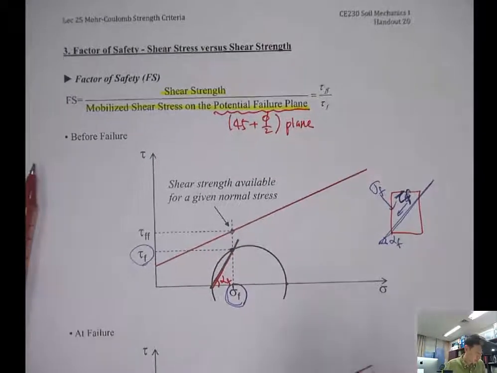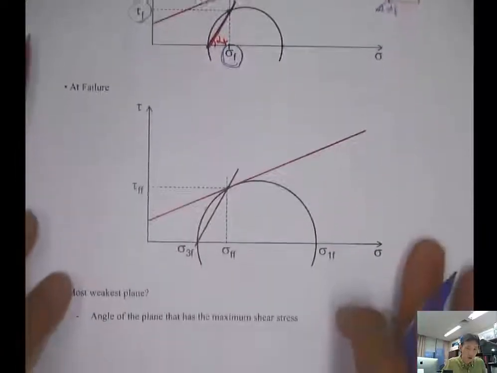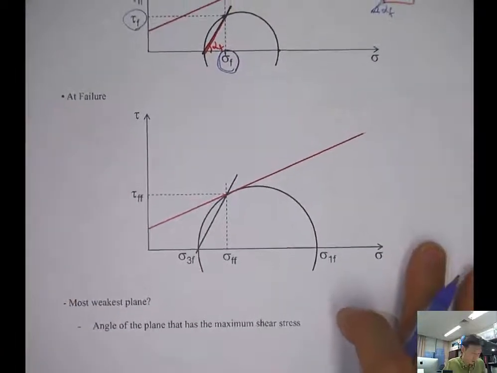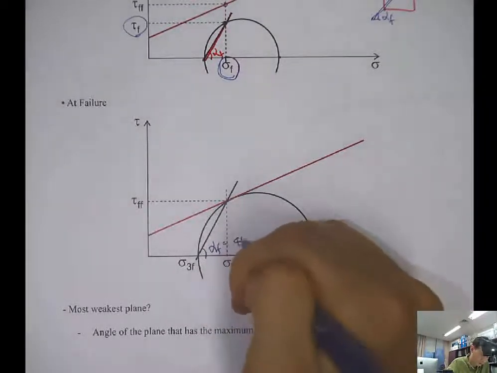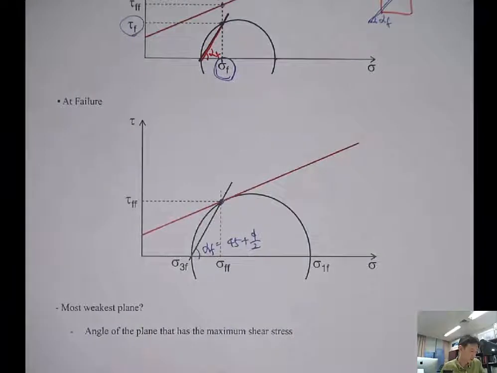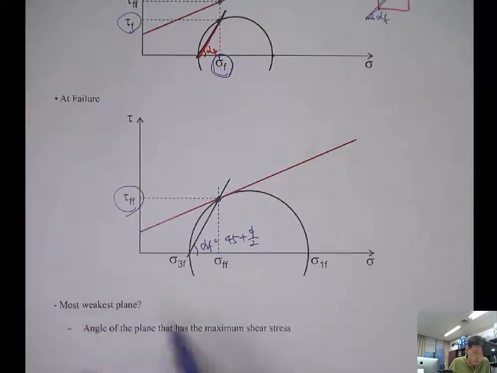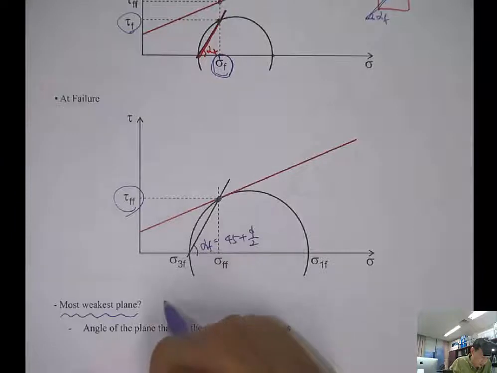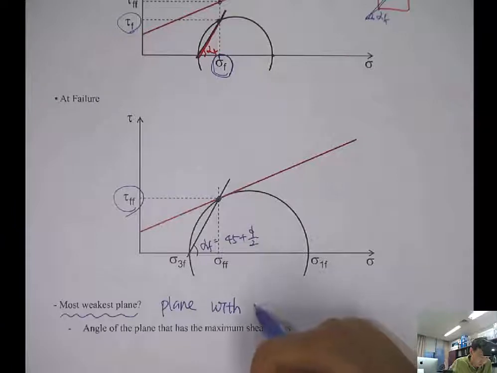So yeah, at failure, if you go down, it shows the failure case. This is the alpha f, which is 45 plus phi over 2. And then the shear stress on the failure plane will be the same as this tau ff. Okay. So then what's the weakest plane? That's the plane with the inclination angle of 45 plus phi over 2.